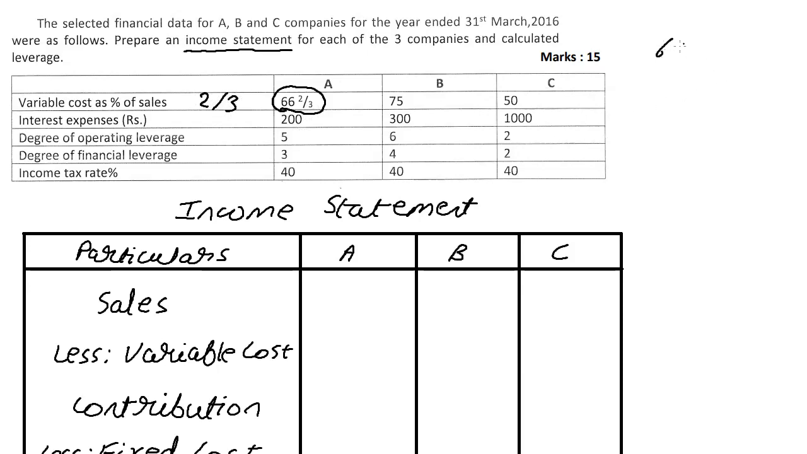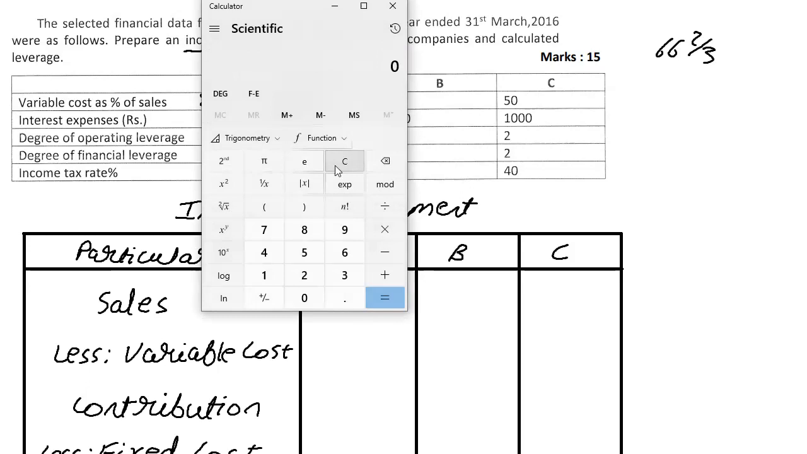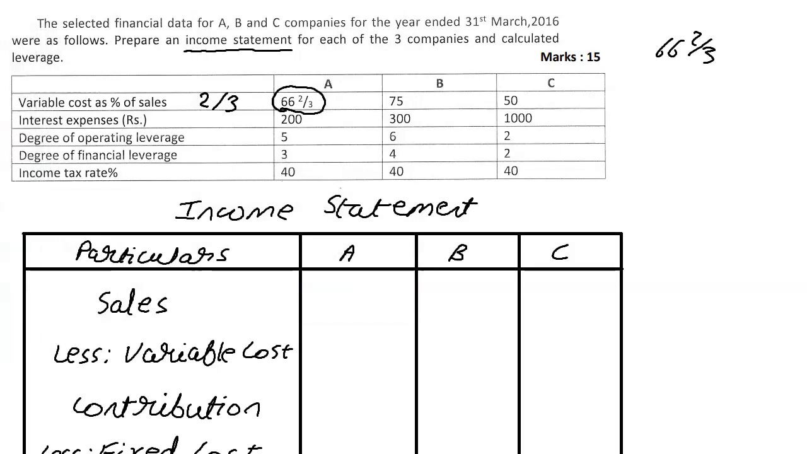How? If you take 66 2 by 3, this is a mixed fraction. Convert it into improper. You multiply the whole number into the fraction. 66 into 3 on the calculator gives you 198. And then you add the numerator. That's how you do it. So you get 200.